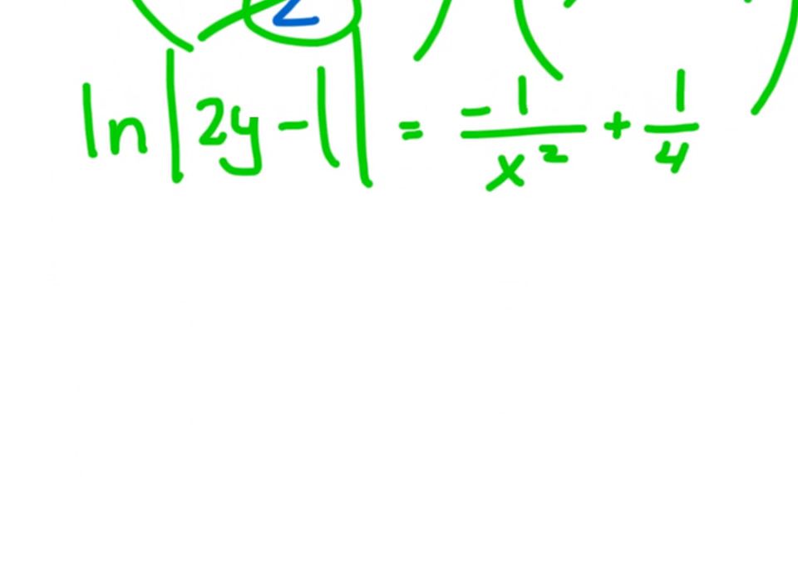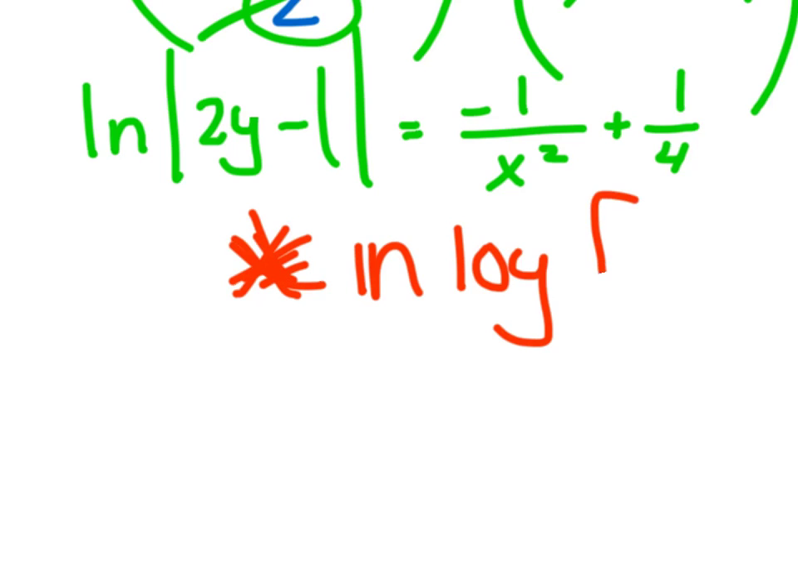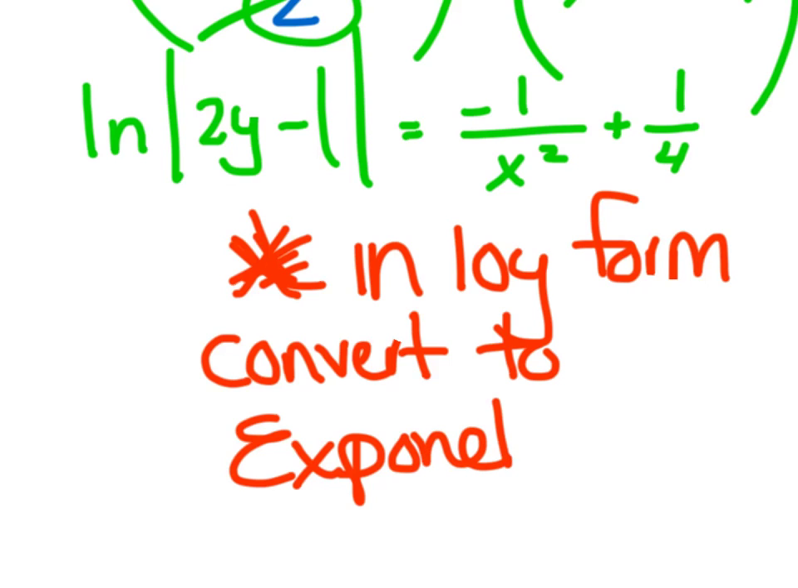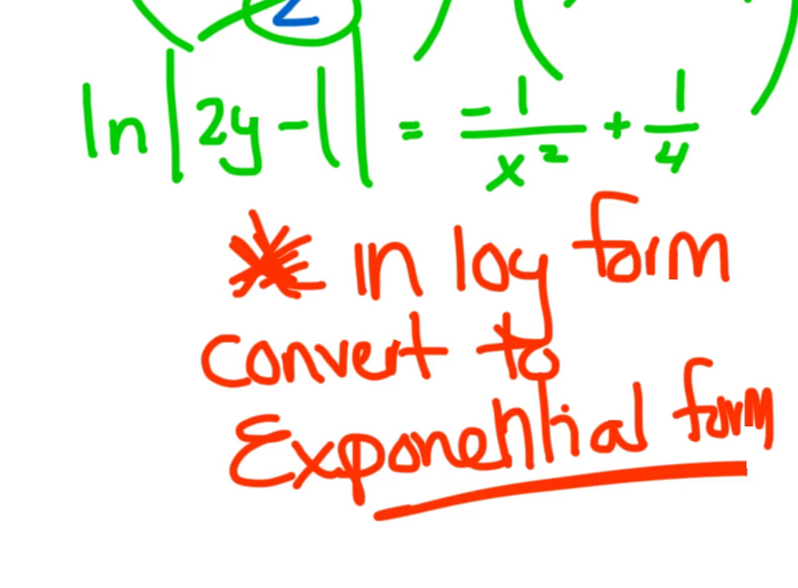Alright, so here's the big deal. This is what's different from yesterday. So let's put a big star in our notebook. You are in log form, which means you need to convert to exponential form. Alright, so this is just straight up algebra 2 trig. You're in log form, you need to convert to exponential form.